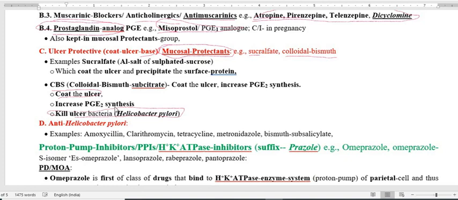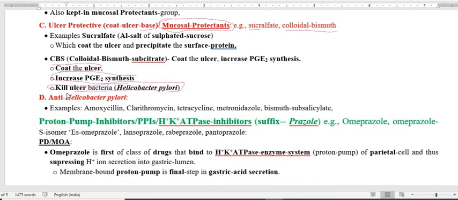Not only that, this colloidal bismuth subcitrate is increasing the synthesis of prostaglandin E2. So the mechanism of action of CBS is that it kills the peptic ulcer forming bacteria Helicobacter. It also increases the synthesis of prostaglandin E2, therefore releasing the mucus and bicarbonate. And it also is going to coat the ulcer, cover the ulcer.